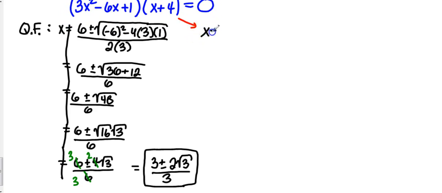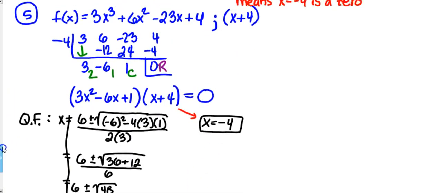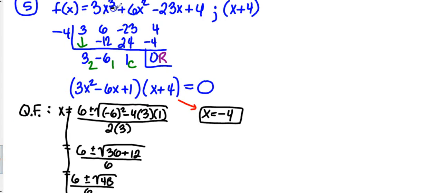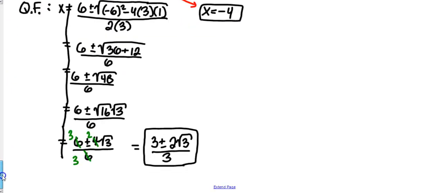So from that one I get x equals negative 4. I have 1, 2, 3 answers, and I should because my original was a cubic. Remember that this is a plus minus, so this is not repeated, but there are 2 answers here. So 1, 2, 3.